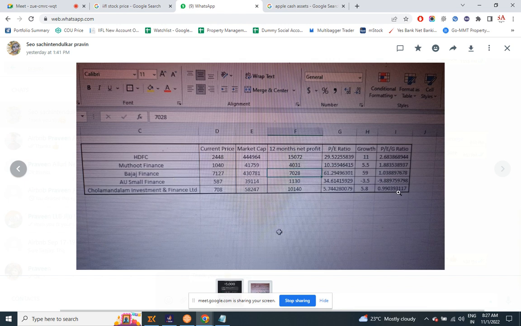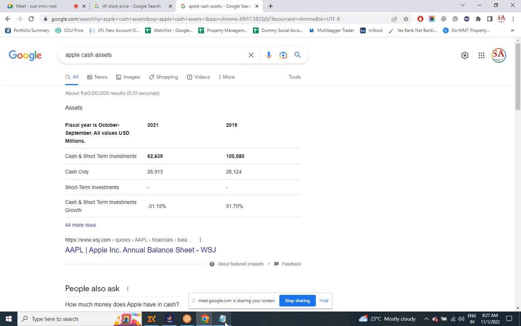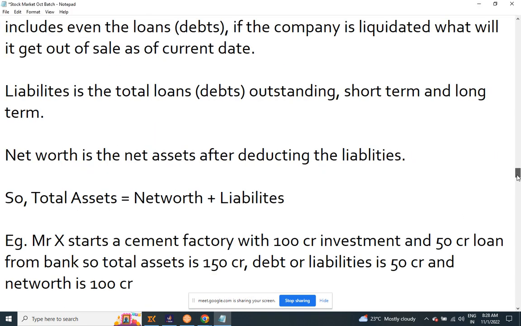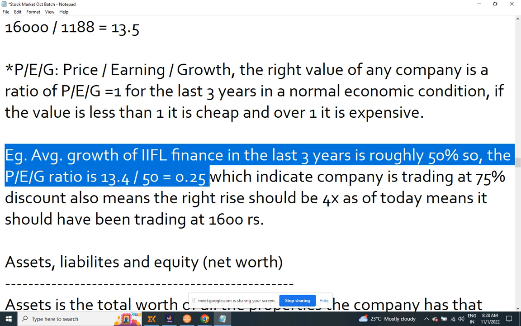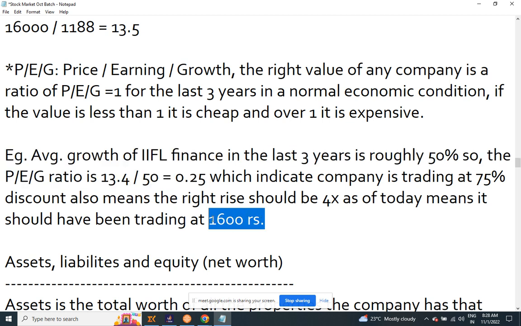Cholamandalam Finance 0.99. This is only rightly valued. Bajaj Finance and Cholamandalam are also rightly valued. But other companies look very expensive. But when I compare this with IIFL Finance, it is only trading at 0.25, which is much cheaper compared to its peers. There's still a long way to go. That means according to its group, its price today should be 1600.